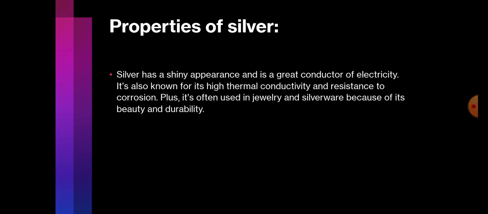Properties of silver. Silver has a shiny appearance and is a great conductor of electricity. It is also known for its high thermal conductivity and resistance to corrosion. Plus, it is often used in jewelry and silverware because of its beauty and durability.